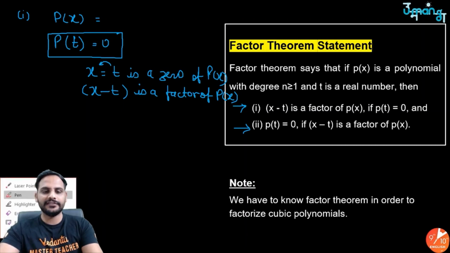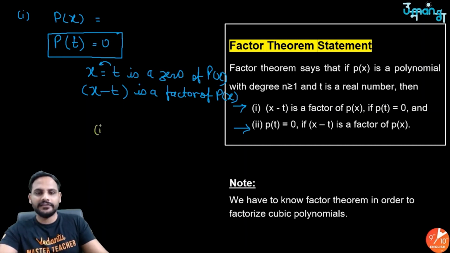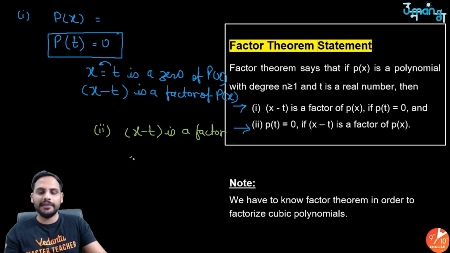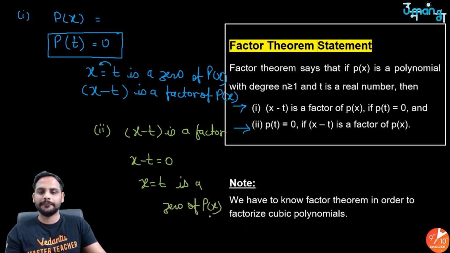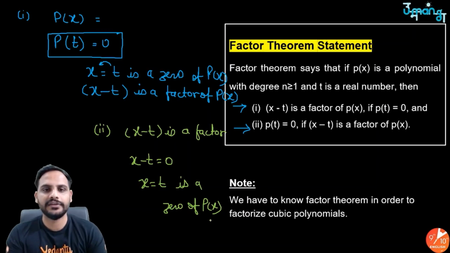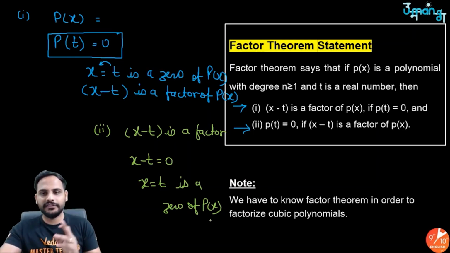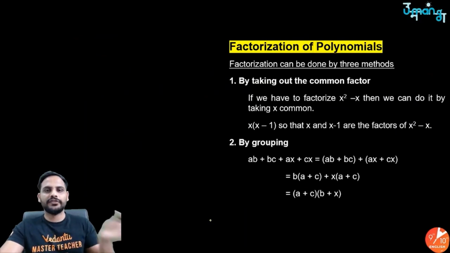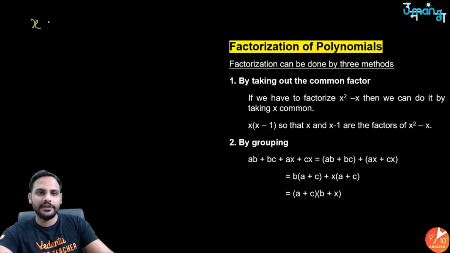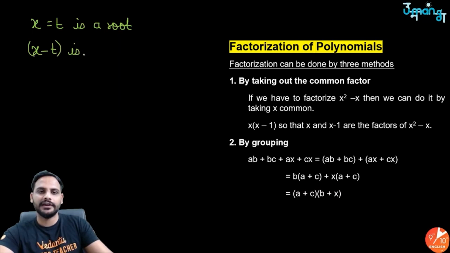The second thing is just opposite of it. That is, if x minus t is a factor, then what will be 0? Make this factor equal to 0. So you'll get x is equal to t is a 0 of polynomial p(x). Okay, beta, x is equal to t is a 0 of the polynomial p(x). So this conversion is very important. Roots to factor. Okay, if x equal to 2 is a root, what will be factor? Shift t over there. x minus t is a factor.